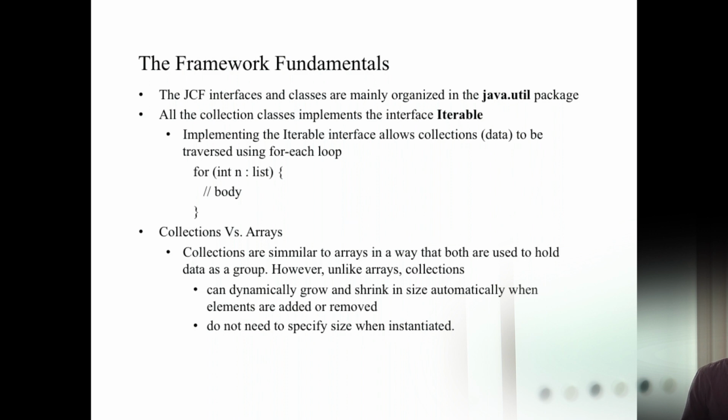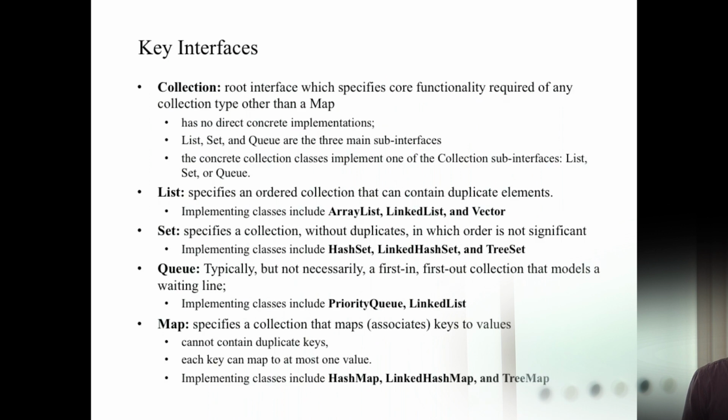You can find all these classes and interfaces in the util package. And all the classes in this framework implement the Iterable interface, which means that you can use the objects of those and iterate them either through the for-each loop or through the iterator object. Here are some of the key interfaces, and we already have a picture over there. Instead of discussing them here, we will see all of them one by one.